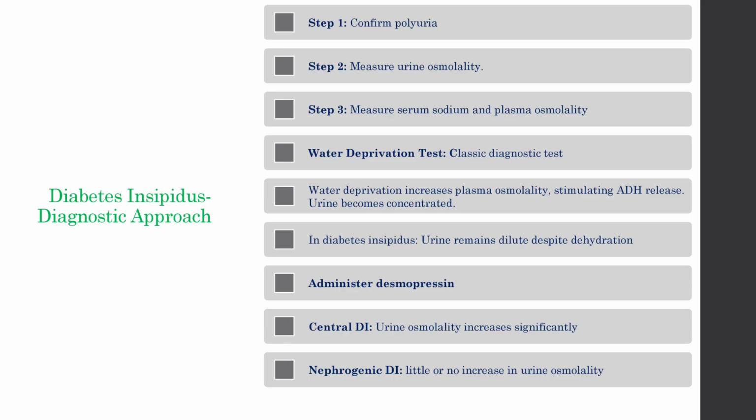Interpretation. Central DI. Urine osmolality increases significantly, usually more than 50%, indicating the kidneys respond when ADH is replaced. Nephrogenic DI. There is little or no increase in urine osmolality because the kidneys remain resistant to ADH. Today, many centers also measure copeptin, a stable surrogate marker of vasopressin. High copeptin suggests nephrogenic DI, while low levels favor central DI.